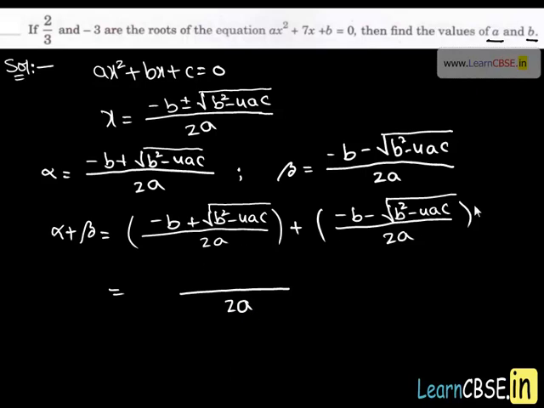When we add these two, the under root discriminant terms cancel out, and we are left with negative b plus negative b, that is negative 2b. By cancelling 2 in the numerator and denominator, we get the sum of the roots as negative b upon a. This is a very important result.